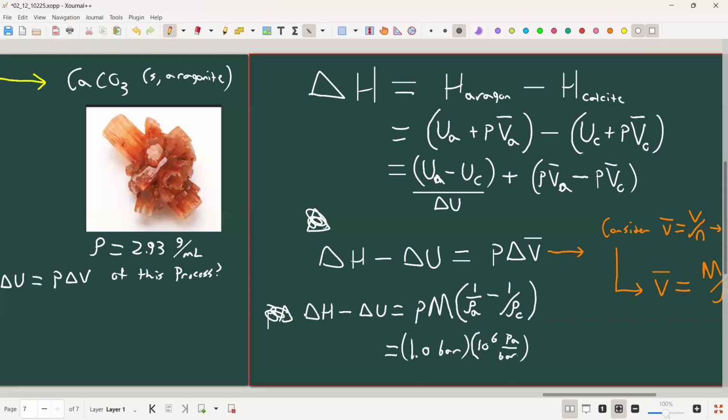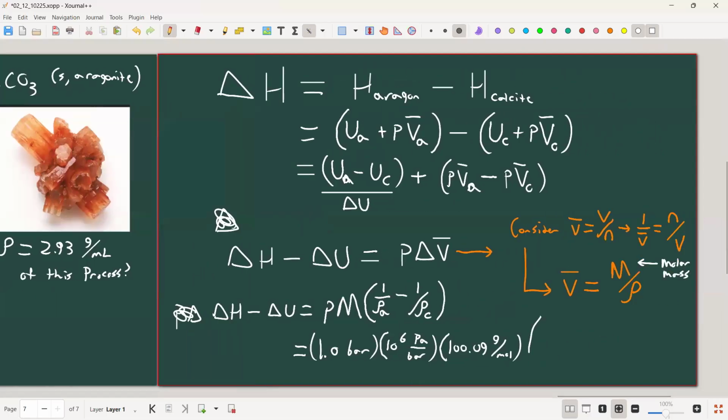A pascal is a newton, the SI unit of force, divided by meter squared, by surface area. So when we're dealing with numbers that are in milliliters and liters, we need to make sure that our pressure is corresponding to those units as well. So we have conversion, and then we have the molar mass, 100.09 grams per mole. Right, and then we just plug and chug the densities from before.